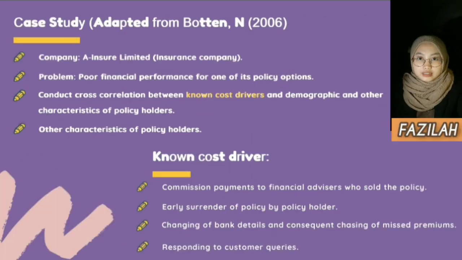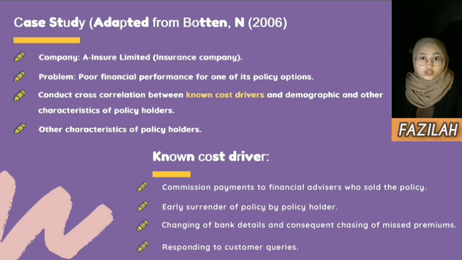Based on case study adapted from Button in 2006, an insurance company known as A Insure Limited decided to use customer profitability analysis to identify profitable and non-profitable customers. After it grew concerned about the poor financial performance of one of its policy options, the company collected customers' data through original policy proposal forms which were stored electronically in customer database.